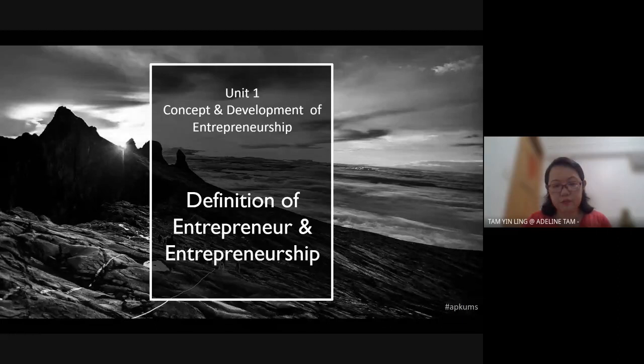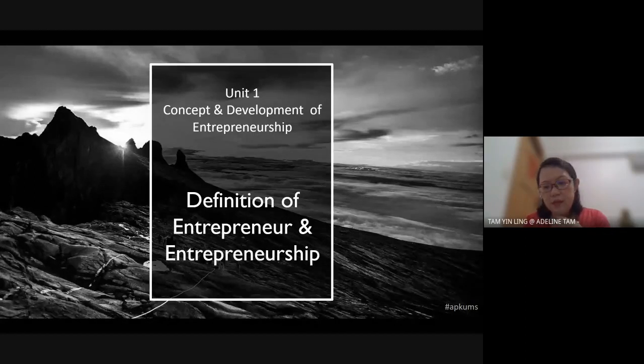What else? Business. The ability to use their knowledge in business. A good answer by Ayu Shamira. The ability to use their knowledge in business. Yes, we can see that entrepreneurs use their knowledge in business. And most of them are doing a lot of creation. So when we talk about business, businessmen are just buying and selling. Many of your definitions are more like a businessman.